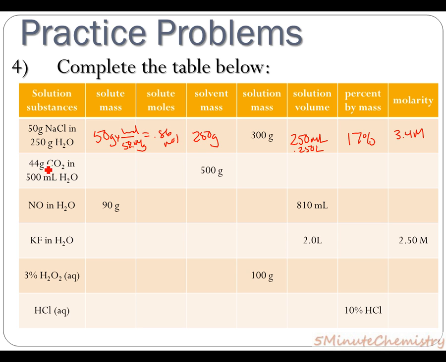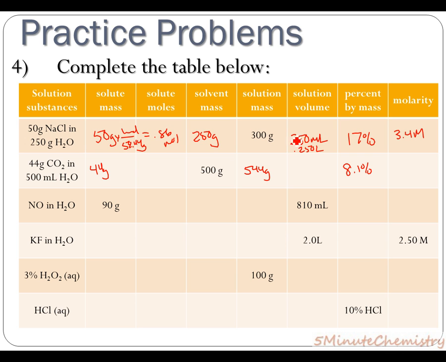Next, 44 grams of carbon dioxide, so 44 grams. The solvent mass is 500 grams, based on being in 500 mils of H2O. So the solution mass must be 500 plus 44, which gives 544 grams. The percent by mass can then be figured out by taking 44 divided by 544 multiplied by 100, and that is going to give us 8.1%.